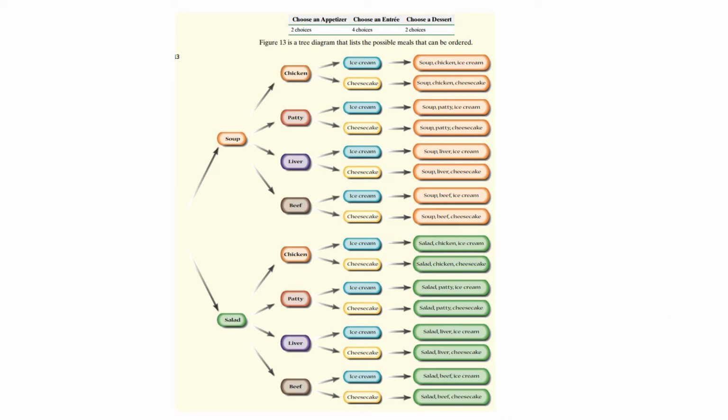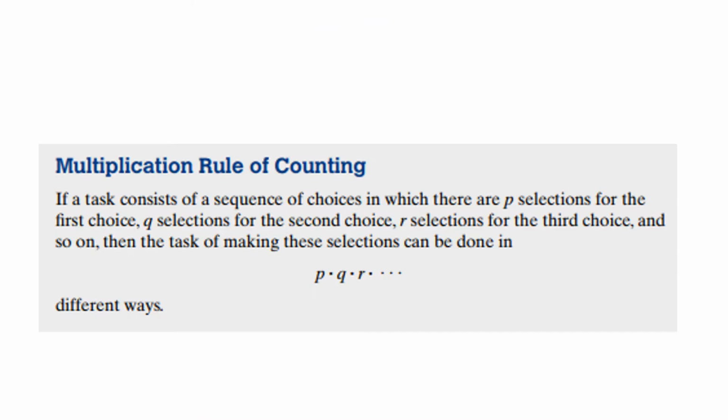So that really leads us to the multiplication principle, which says if a task consists of a sequence of choices in which there are P selections for the first choice, Q selections for the second choice, R selections for the third choice, and so on, then the task of making these selections can be done and you multiply those numbers together. Those are independent selections.